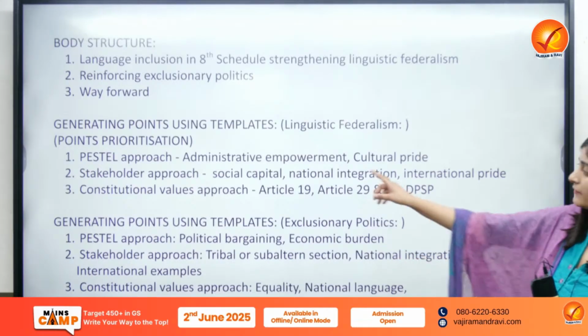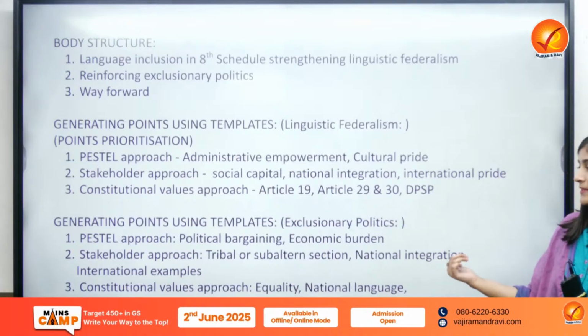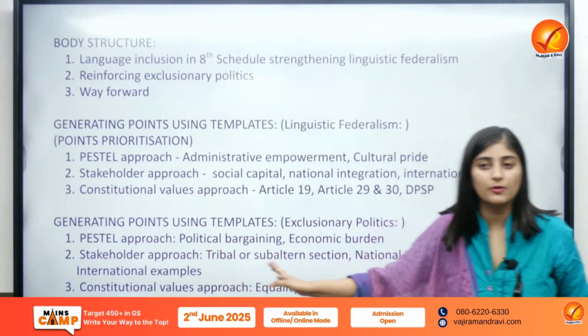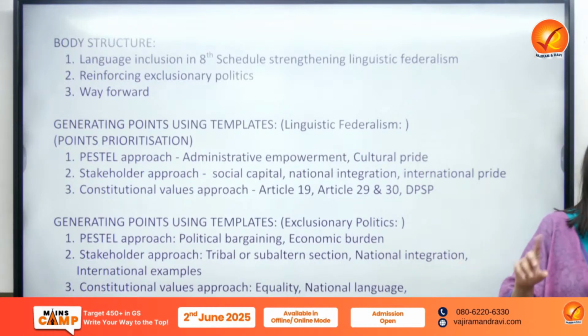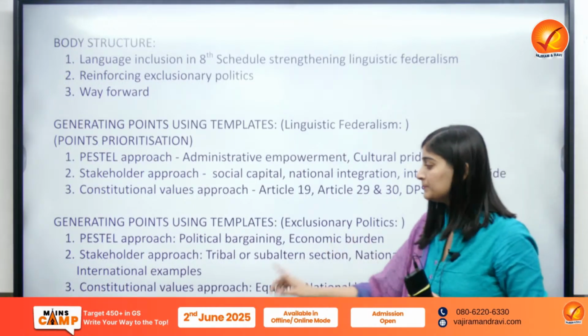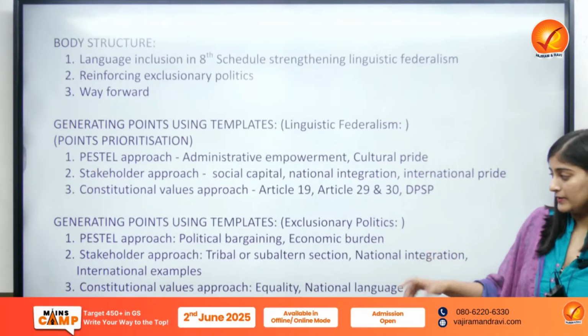National integration: here we talked about how it integrates the nation. Sometimes it also divides the nation. We have seen from the international examples also, what happened in Bangladesh, what happened in Sri Lanka. So you can use these case studies as examples to make your point. Okay, examples will create a value addition in your answers.